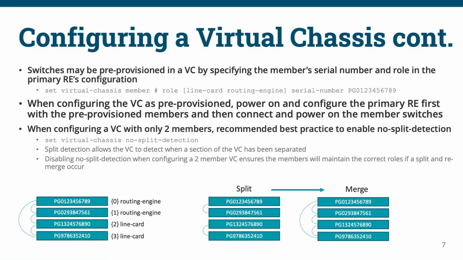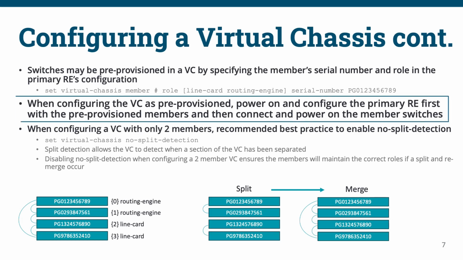When pre-provisioning a VC, the steps are a bit different. We would power on our intended primary RE first, apply the pre-provisioning commands, and then we can power on the remaining switches in any order, since they'll get the appropriate member ID and assume the correct role once added into the VC by the primary RE.